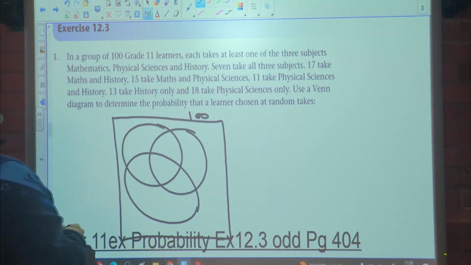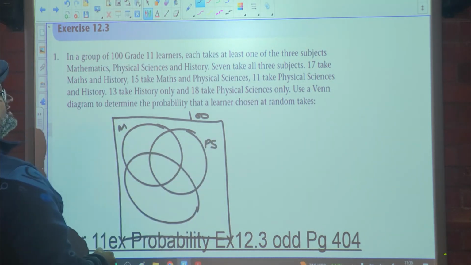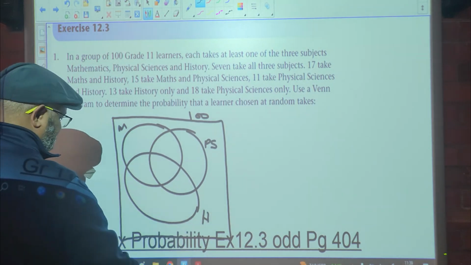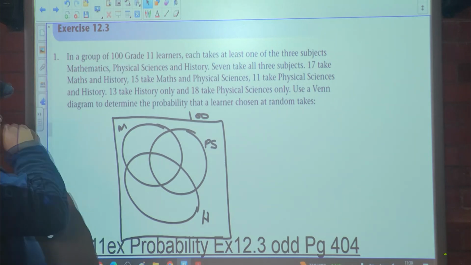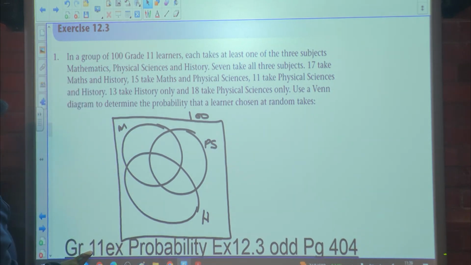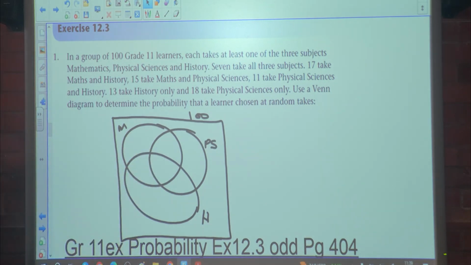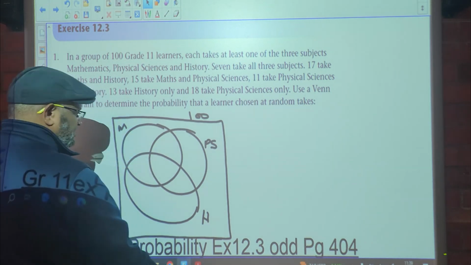Each takes at least one of the three subjects: mathematics, physical science, and history. So the questions, we are then told 7 takes all three subjects. So that means to say 7 takes history, maths, and physics. So where does the 7 go? In the middle.